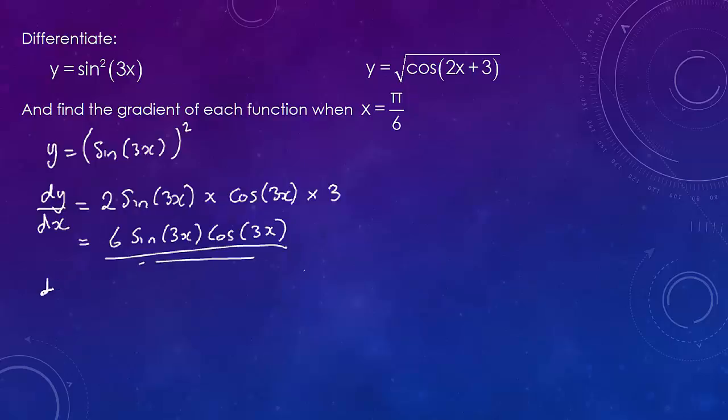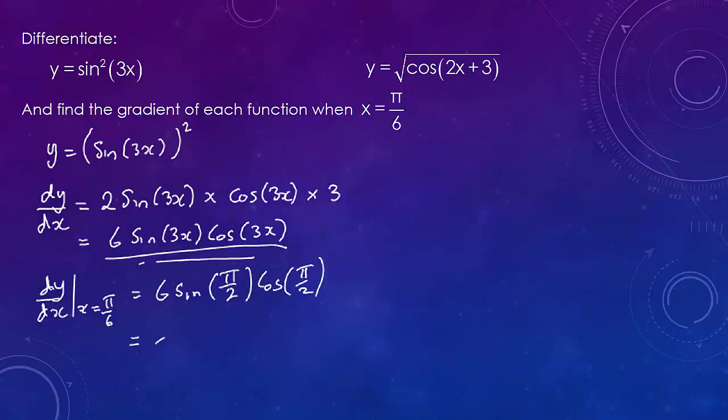Now, we want dy dx given that x is equal to pi by 6. So that's going to be 6 sine of 3 lots of pi by 6, which is pi by 2, cos pi by 2, and as it happens cos pi by 2 is 0, so this just comes to 0.